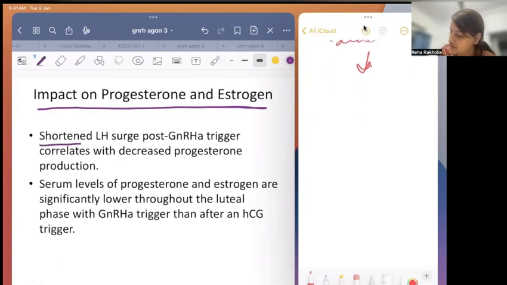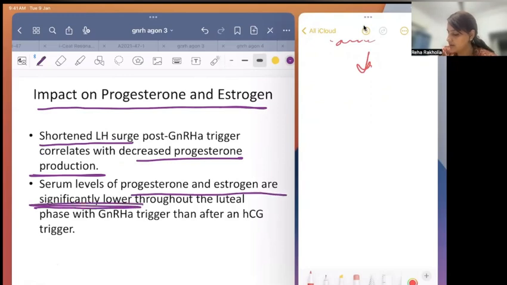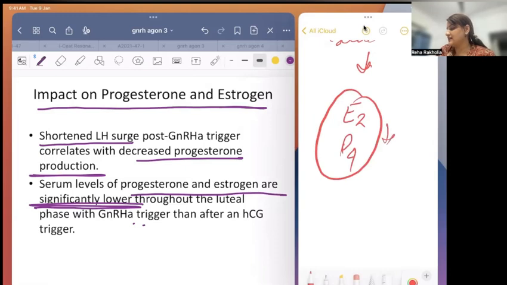Shortened LH surge will correlate with decreased progesterone production. Serum levels of progesterone and estrogens are significantly lower throughout the luteal phase with a GnRH trigger than with an HCG trigger. This we have already discussed: E2 and progesterone levels will be decreased in the luteal phase after a GnRH agonist trigger.